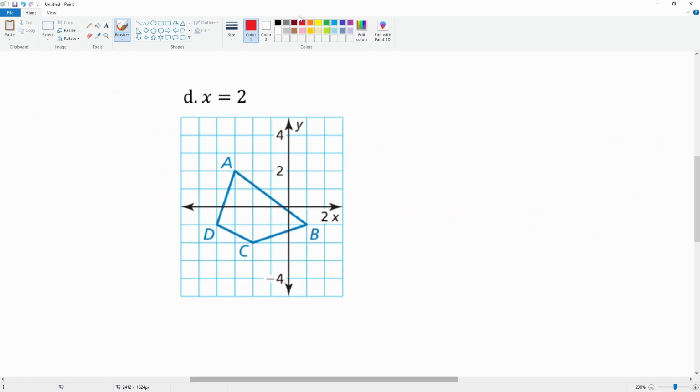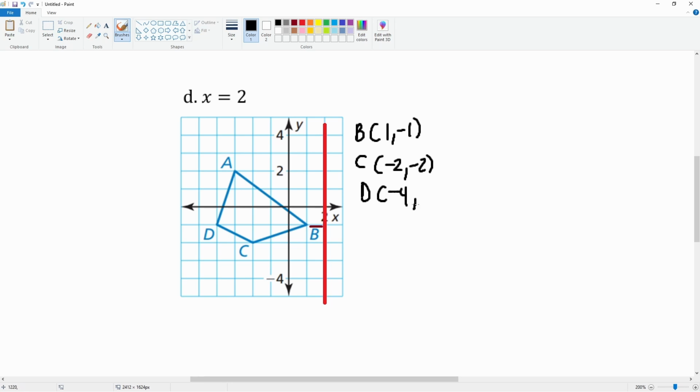Lastly, let's look at x is equal to 2. X is equal to 2 is located right here. This is where x is equal to 2. Right? Notice that we just applied the same rule. So let's grab the original points first. B is 1 comma negative 1. C is negative 2 comma 2, negative 2. And D is negative 4 comma negative 1. And A is negative 3 comma 2.